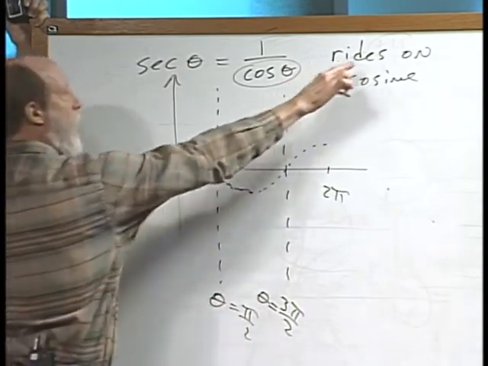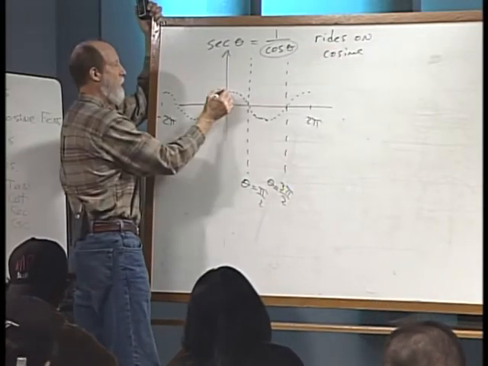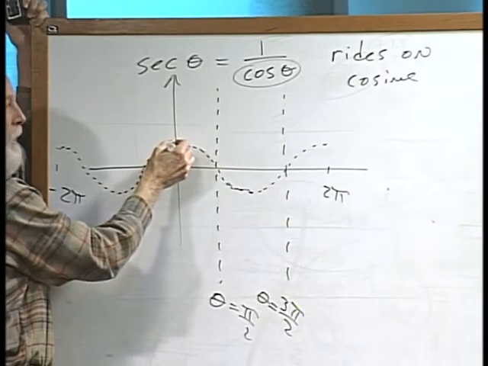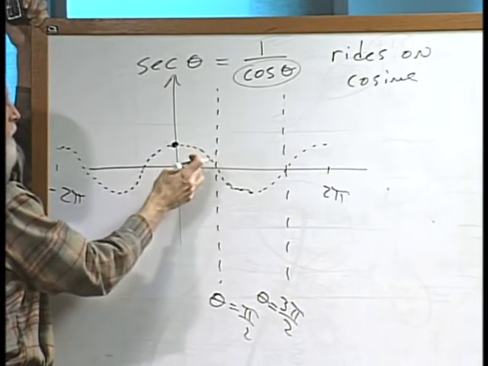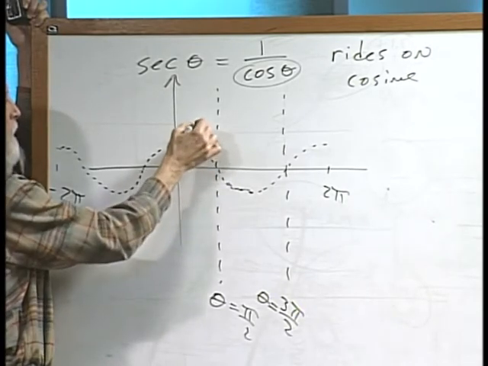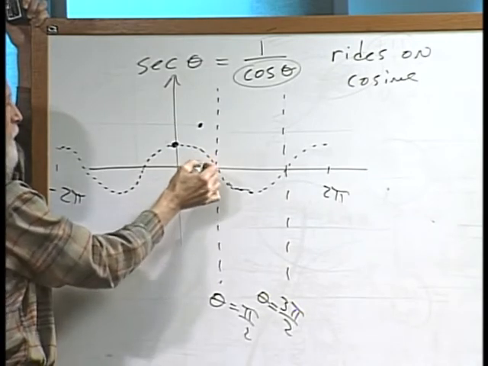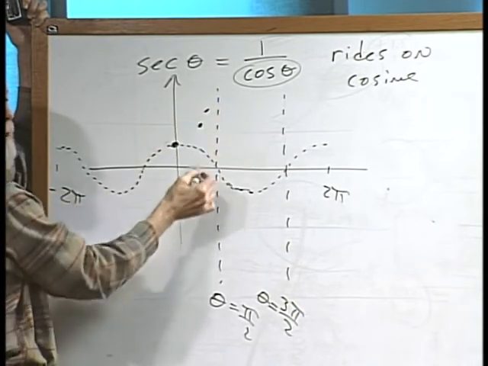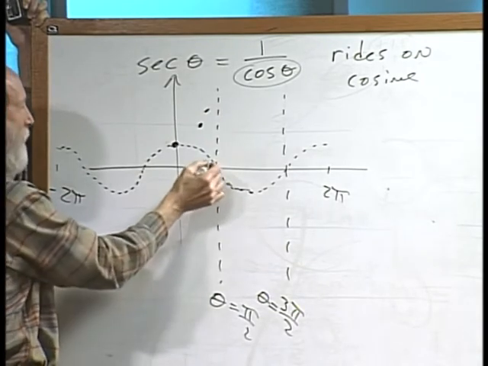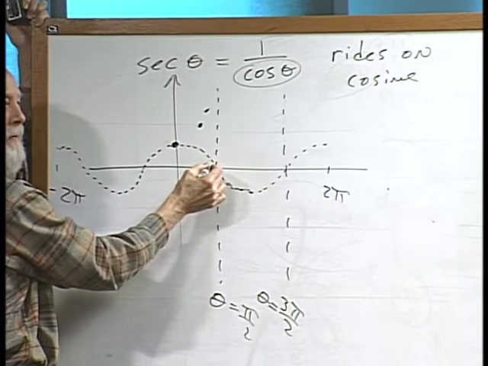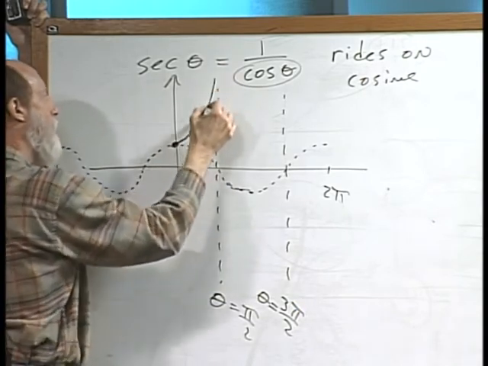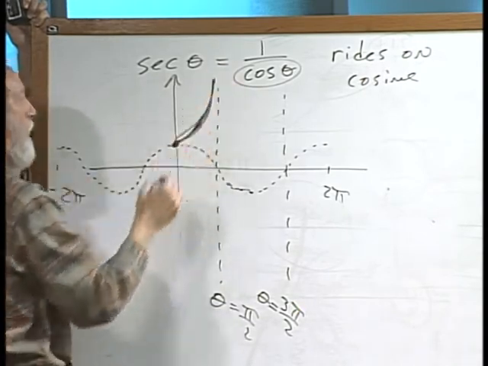Now, what I mean by it rides on the cosine graph is it does the following. What's the reciprocal of 1? Still 1, isn't it? And if you start taking reciprocals of numbers less than 1, like a half, what's the reciprocal of a half? 2. What's the reciprocal of a third? 3. What's the reciprocal of a 100th? I'm sorry, the other way around. The reciprocal of a 100th is 100. So what this graph does is it does this. This is what I mean by it rides on the cosine graph.